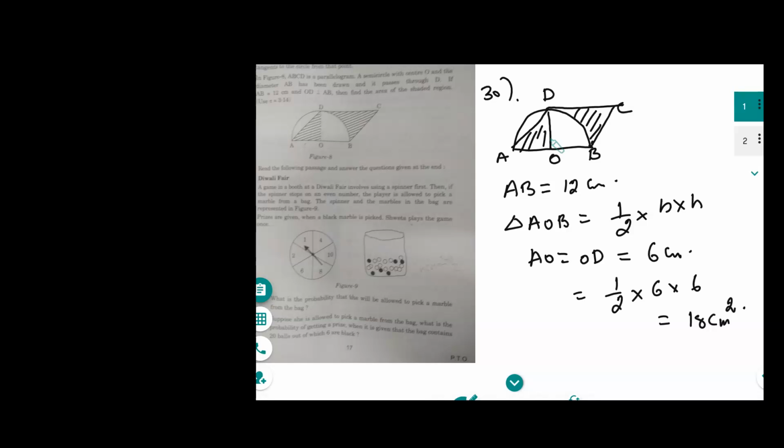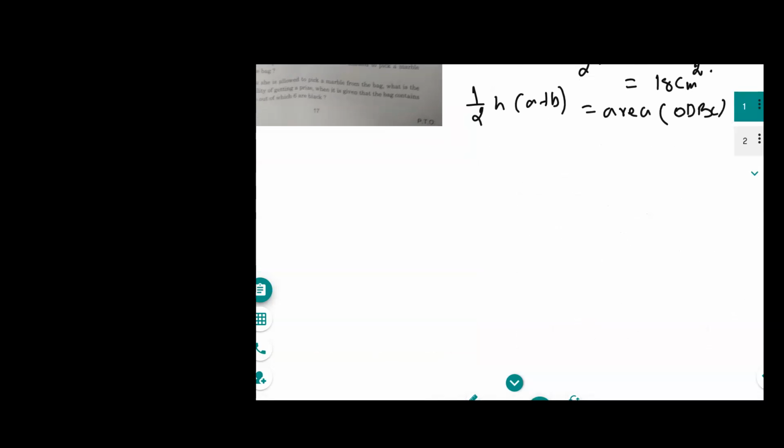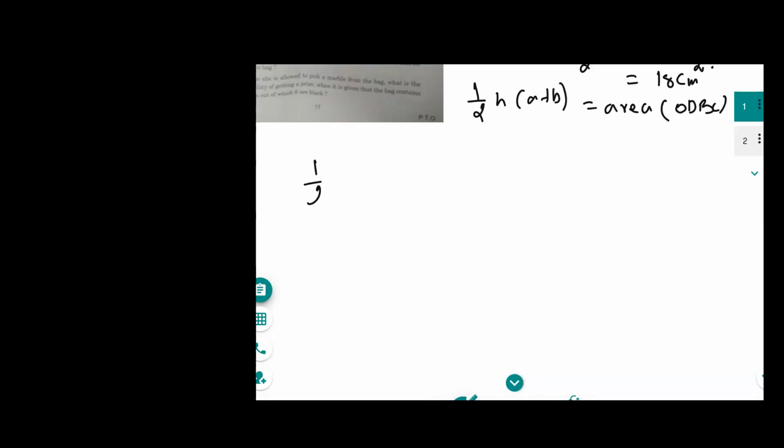Now, the portion ODBC is a quadrilateral with OD as the height, and one of the parallel sides is OC and the other side is OB. Now we know the area of the quadrilateral is half H into A plus B. Now substituting the values, we get half, H is 6, A plus B is 6 plus 12, which is nothing but 54 centimeters square.